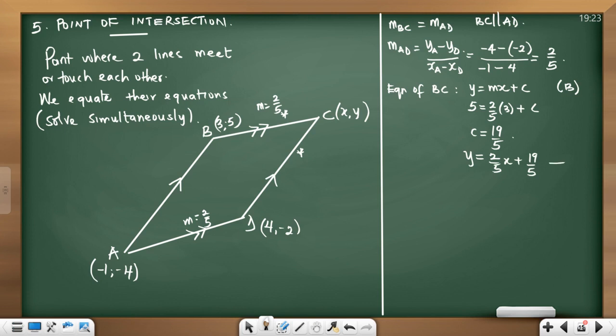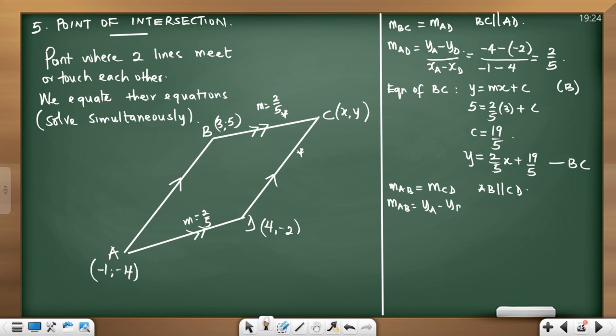This is the equation of what? BC. I'm going to do the same to get the equation of DC, knowing that the gradient of AB is the same as the gradient of what? CD, because AB is parallel to what? CD. All right. AB is parallel to CD. Lovely. Now, what do I have? I can get the gradient of AB.